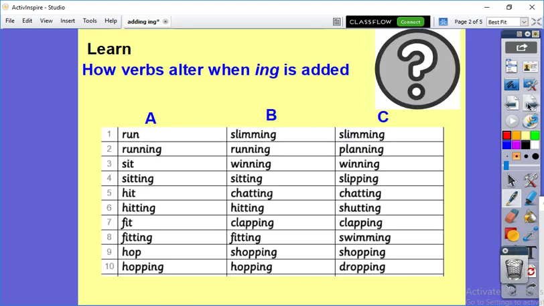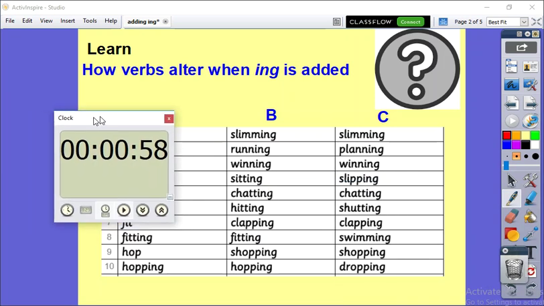Okay, we are learning today how verbs alter when ing is added. So group A, group B and group C, you can see your spelling words in front of you today. Quick question, I want you to discuss this with your partner. I'm going to give you 30 seconds to do it. And the question is, what is a verb? So what is a verb?